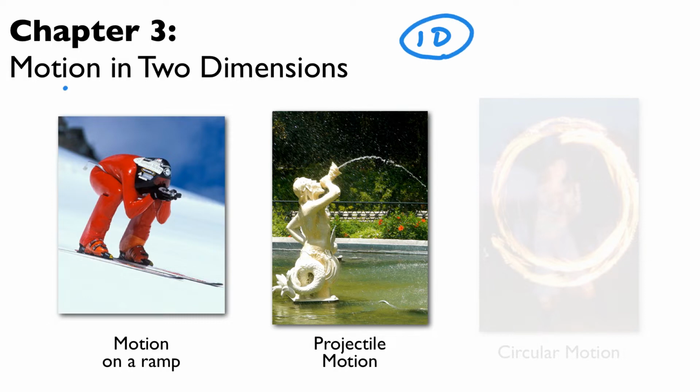Now last week we talked about motion in one dimension, and we're going to take that and extend that to motion in two dimensions. But as it turns out, motion in two dimensions is just two one-dimensional motions that happen at the same time. So everything that we've learned applies, and it's just the combination that's new this week.